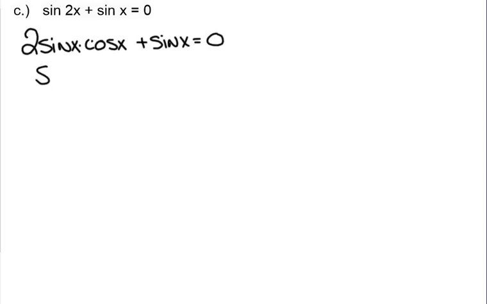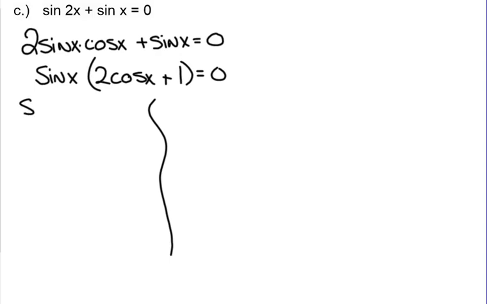Sine 2x plus sine x is equal to 0. This one, again, we've got a double angle. I would use our double angle identity. Well, at this point, sine of x is a common factor. We're left with 2 cos of x plus 1. Set each piece equal to 0. Sine of x is equal to 0. Cos of x is equal to negative 1/2.